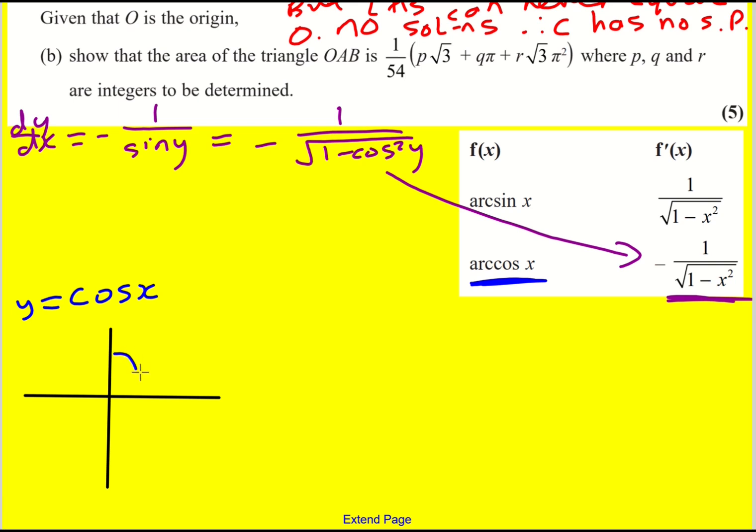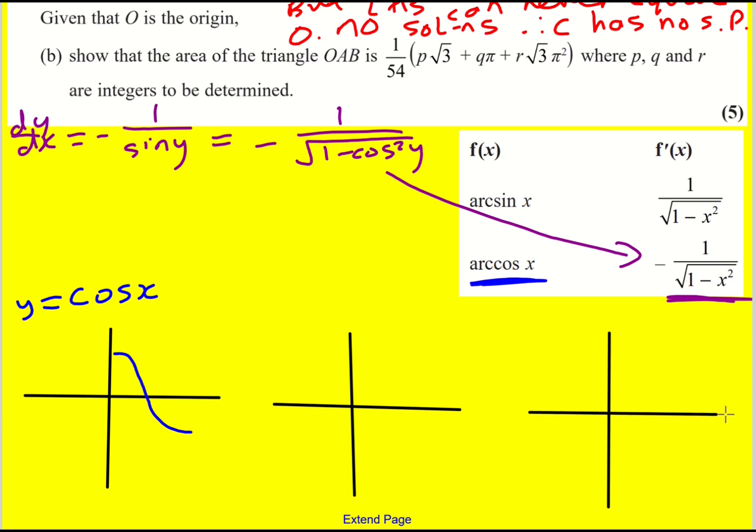So cos x over its restricted domain looks like this. This is how you make it a one-to-one function, because we don't want to include that, because then it wouldn't be one to one. And then that will help me draw the inverse. From that, I can then do a transformation to get our actual curve.